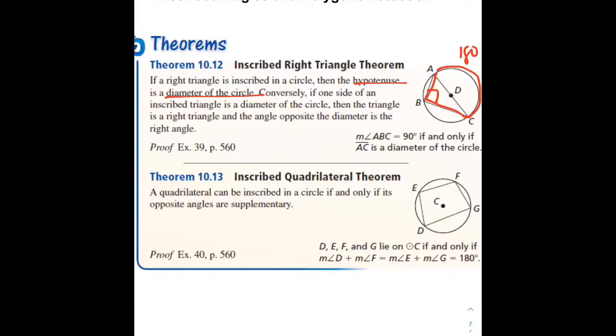Next, a quadrilateral can be inscribed in a circle if and only if its opposite angles are supplementary. So F and D have to equal 180, and E and G would have to equal 180.